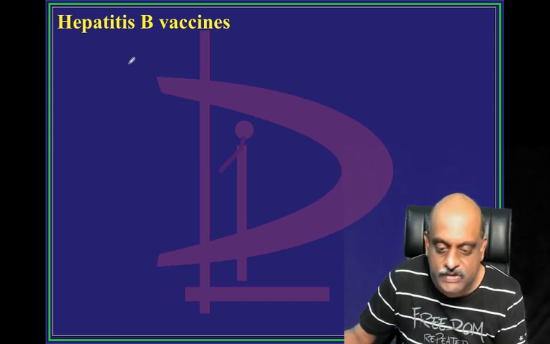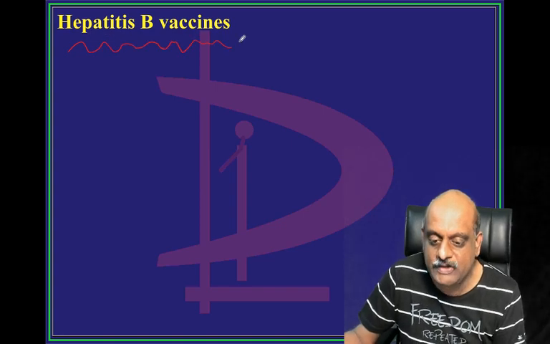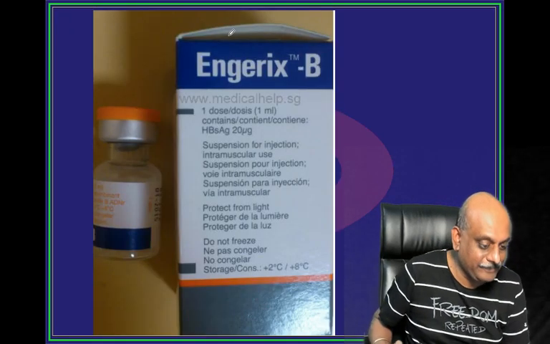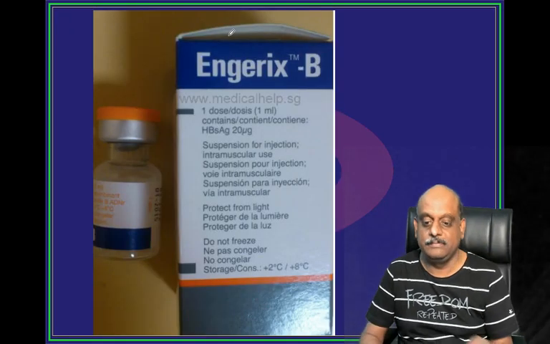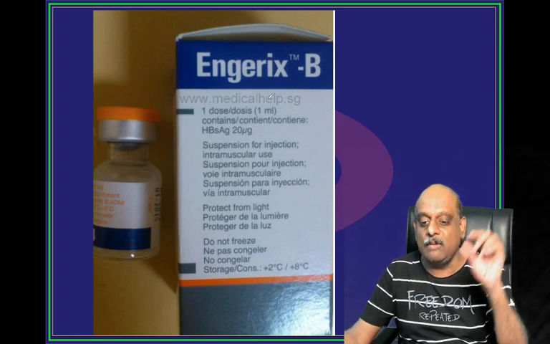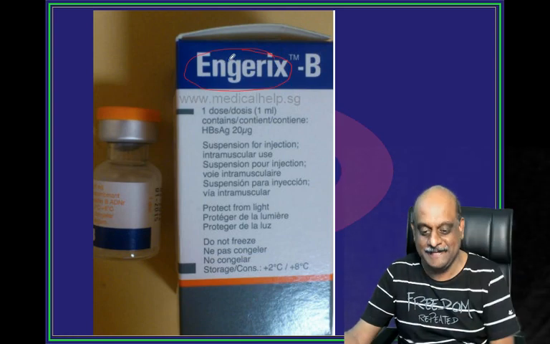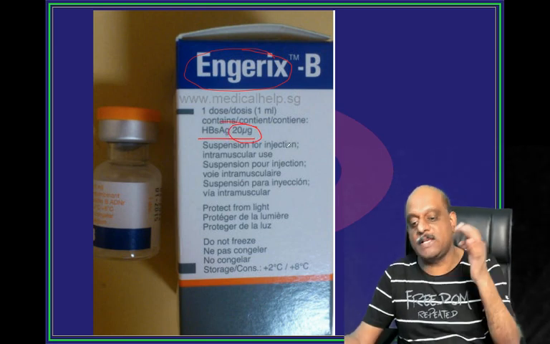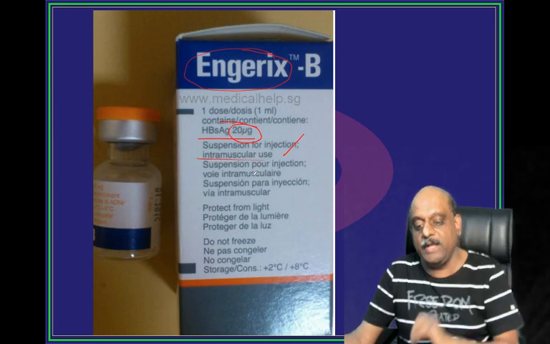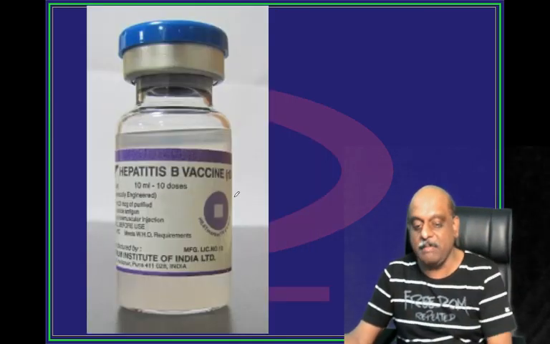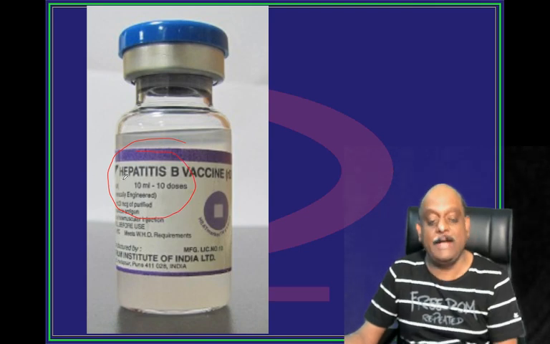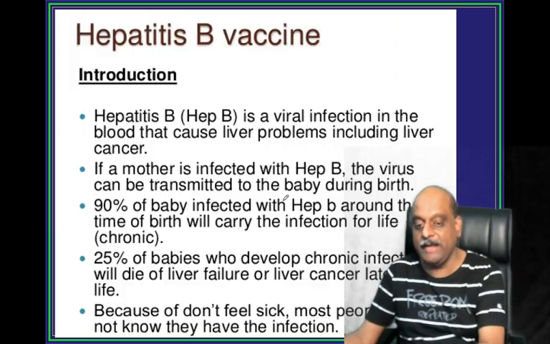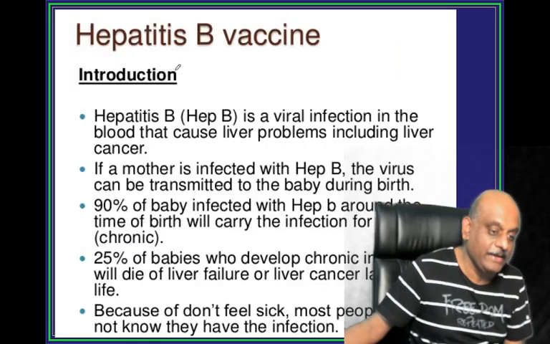The next short answer question, doctor, tomorrow's examiner will ask about the hepatitis B vaccine. Now doctor, you all know Engerix: hepatitis B surface antigen 20 microgram suspension for injection, intramuscular use. That is what you should remember. So this is a hepatitis B vaccine, 10 ml, 10 doses. Okay doctor, you have seen once how the recombinant vaccine looks.